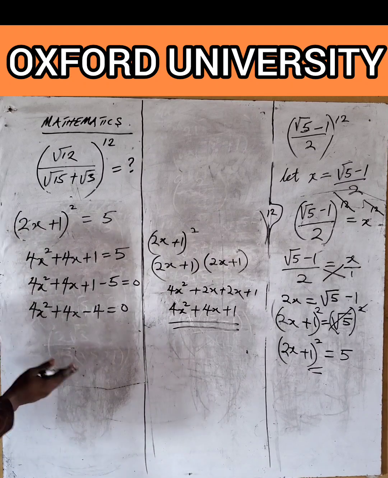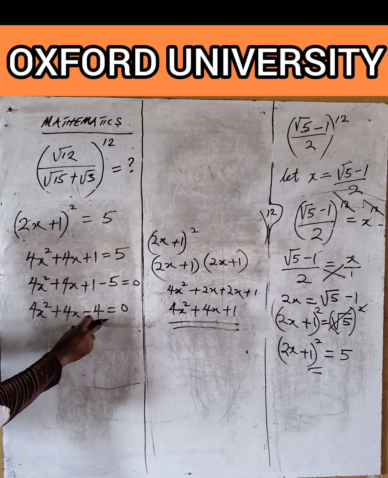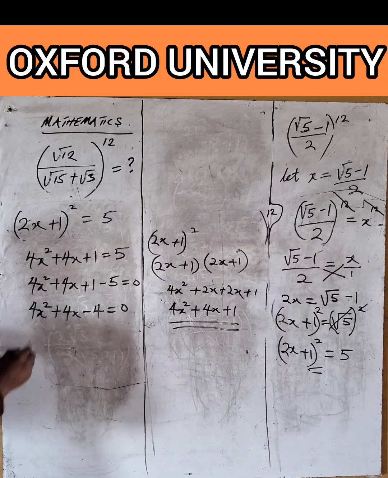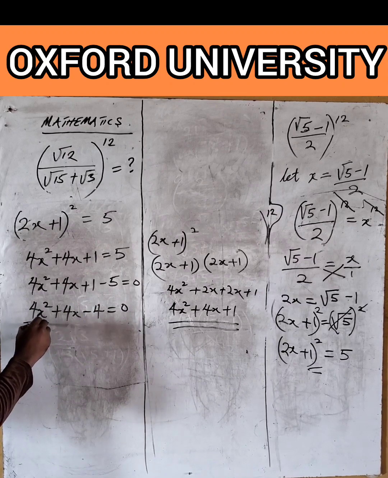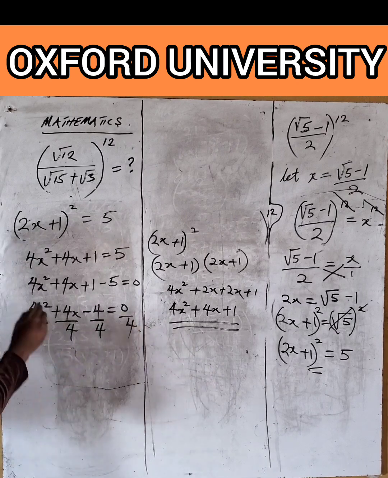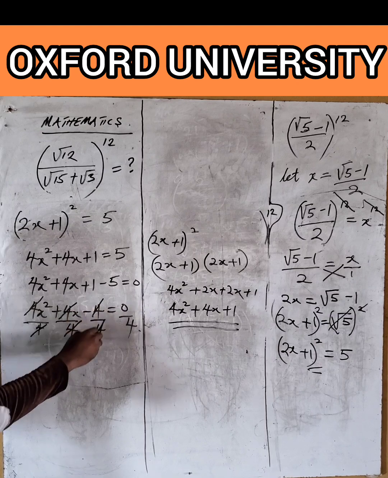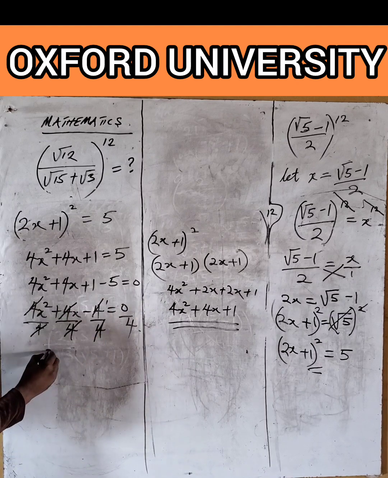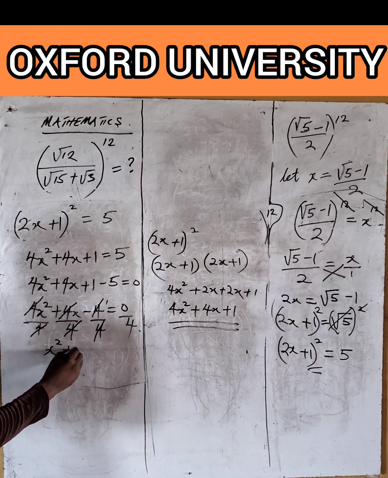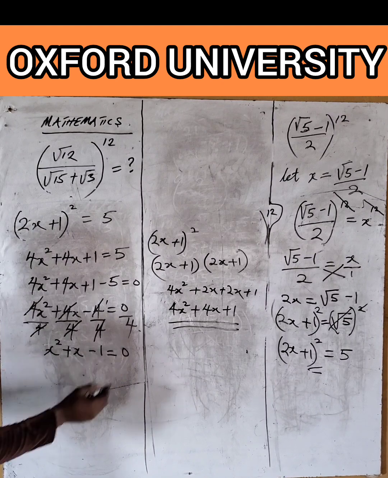Now, seeing this, what are we going to do? There is 4 here, there is 4 here, there is 4 here. So in order to reduce this equation, I will divide through by 4. And that's what I'll be having, such that I can cancel the 4s. Here will remain 1. Now I'll be having x squared plus x minus 1 is equal to 0.